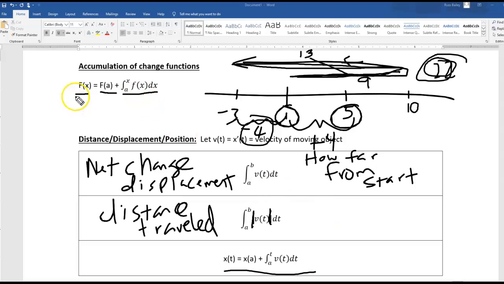And so this function here, the accumulation net change function I was showing you guys earlier, it's the same thing down here. It's just that instead of using big F and little f, I'm using X and V to represent particles, or moving objects. So if you integrate the velocity of a moving object and add it to its starting position, you will find its final position. That's basically what that is.